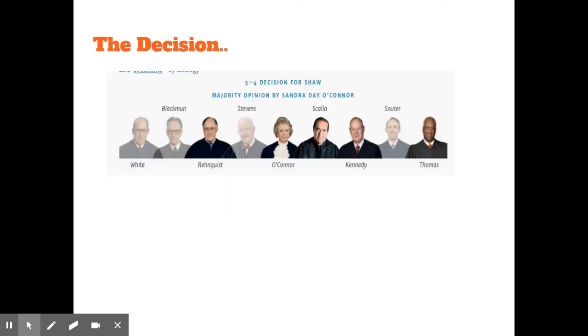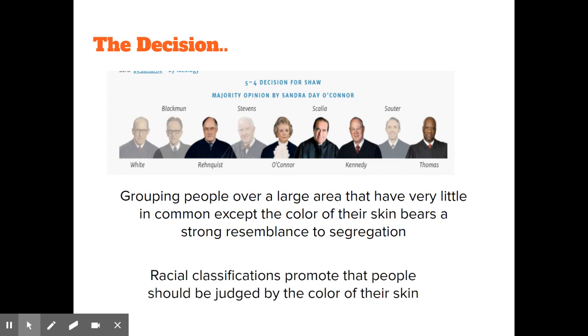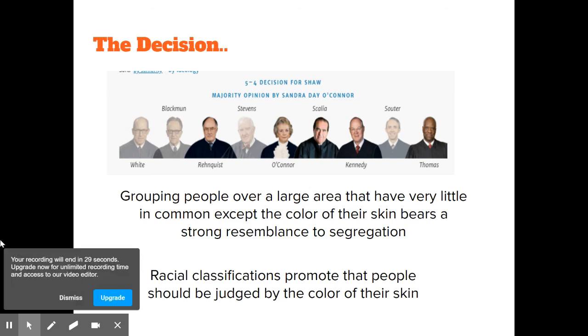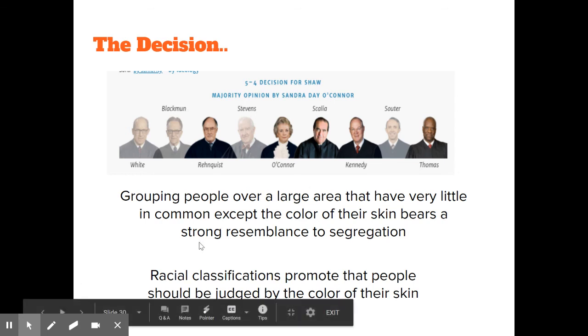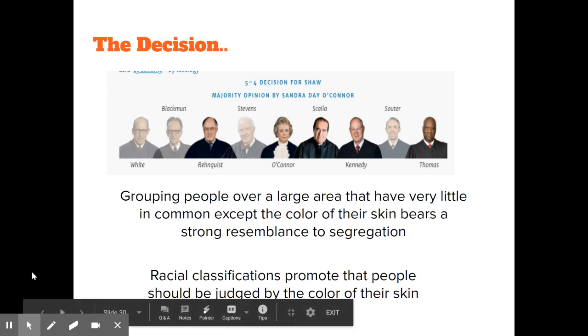The decision was a 5-4 win for Shaw and the white voters. The Supreme Court ruled that grouping people together over a large area that have very little in common except the color of their skin bears a strong resemblance to the concept of segregation. And that essentially racial classifications that promote that people should be judged by the color of their skin were wrong. So essentially, this Supreme Court ruling established that race could not be taken into consideration, even if it was helping a minority group in the drawing of these districts. That essentially these districts had to be drawn colorblind, and though they can be drawn for partisan or political advantage, race could not be a consideration in the drawing of these districts.